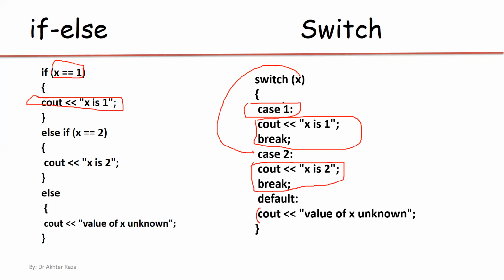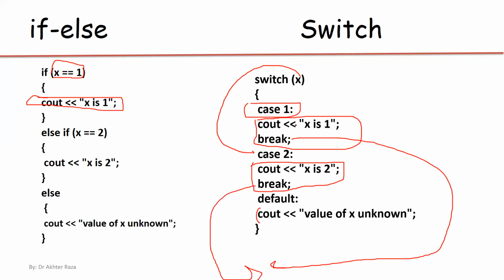So this will check if the value of x is 1, then these two, and break means go outside. If the value of x is 2, then it prints x is 2, then break goes outside. If x is not 1 or 2, like x is 3, the default will be executed. If x is 4, default. So default will be executed in all other cases. Otherwise is what? Other than 1 and 2, if the variable x has any other value, then this action will be taken.